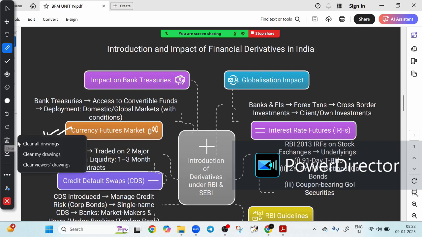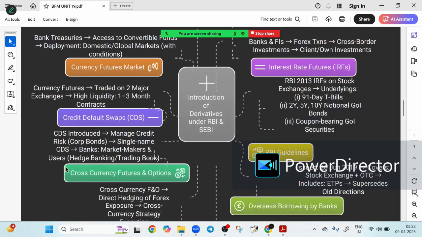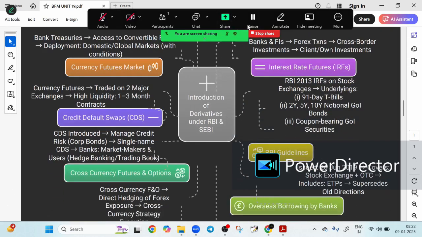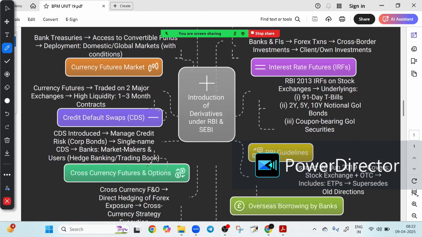Then we have something called CDS. What is CDS? Credit default swap. Basically, it was introduced to manage the credit risk in corporate bonds. Remember why it was introduced? To manage the credit risk in corporate bonds, right? And CDS is a very powerful instrument. Banks act both as market makers as well as users of CDS, right? So hedging through their banking or trading book. It's like insurance for your bond portfolio. So you can call this CDS insurance. It's like insurance for your bond portfolio.